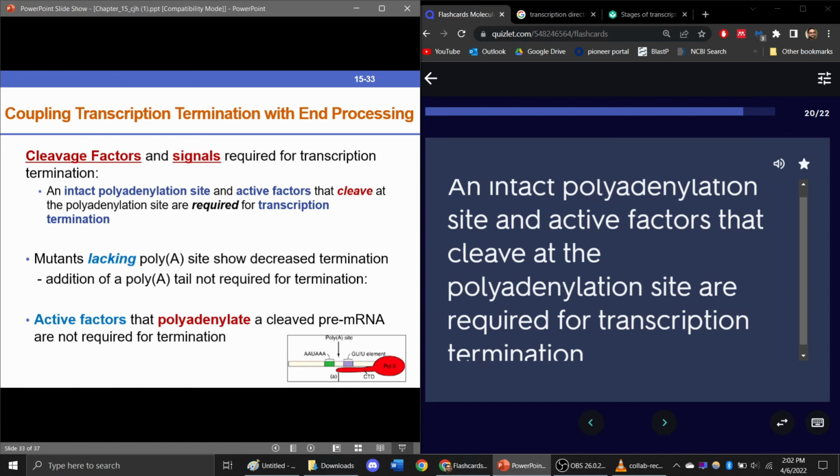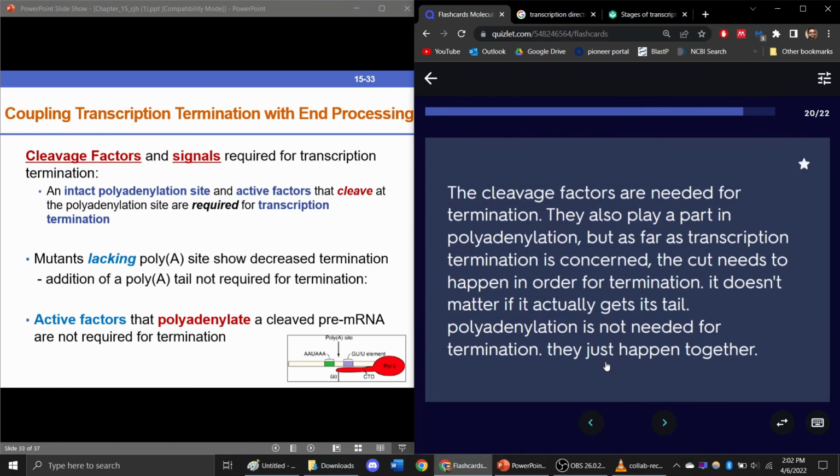The cleavage factors are responsible for cutting the mRNA, which is necessary for it to end. After that, there are some additional steps. As far as transcription termination is concerned, that is the point at which these two processes stop being related to each other. You need the cleavage enzymes to cut the mRNA. That is needed for transcription termination. It's also needed for polyadenylation. Once the transcript's been cut, the processes can finish up on their own, they can diverge. That's kind of like a fork in the path.